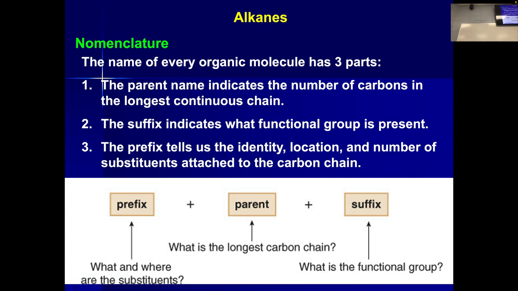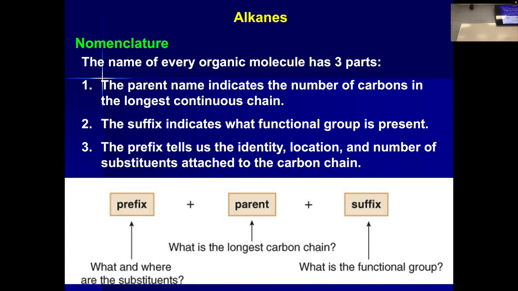So if the parent was hexane, how many carbon atoms would you think are in the longest continuous chain? Hexane is six carbons, right? So you would find six carbons in the longest parent chain. The suffix is going to tell us what functional group is present. We'll learn more of those as we go on this semester. But for right now, we're only talking about alkanes. So the ending is A-N-E. So, hexane, the ending is A-N-E, and that tells me that it is a saturated hydrocarbon. Hex tells me how many carbons are in that longest chain, six.